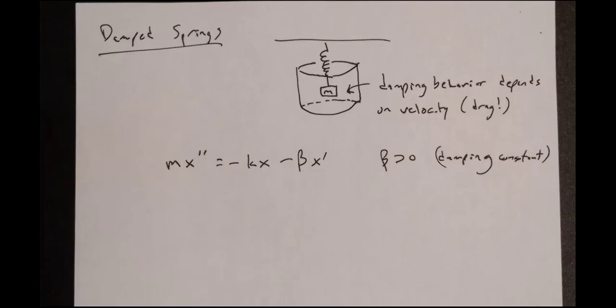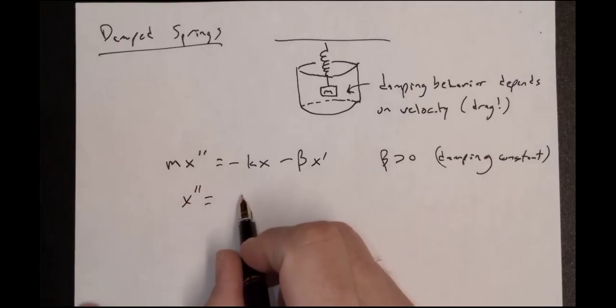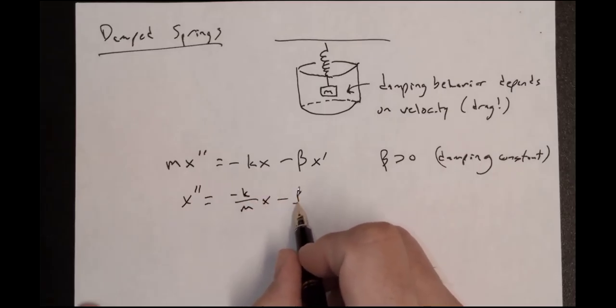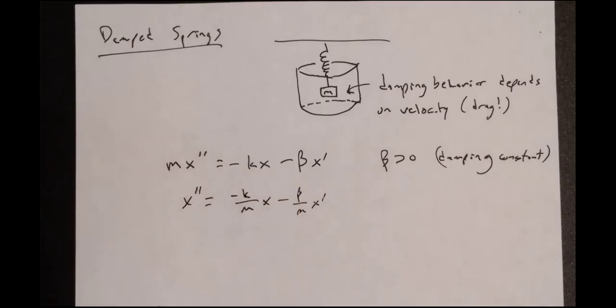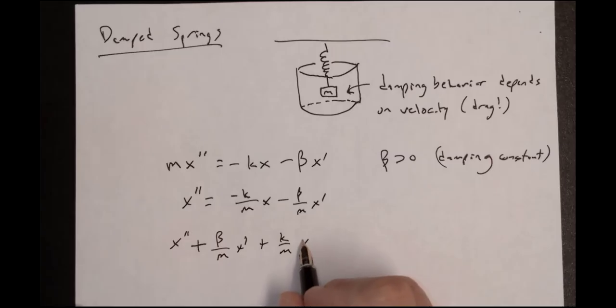Okay, I divide by m. X double prime is minus k over m x minus beta over m x prime. Move it all to one side. X double prime plus beta over m x prime plus k over m x equals 0. Second order homogeneous constant coefficients.